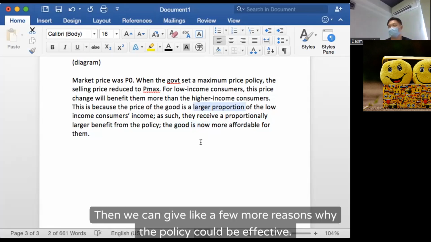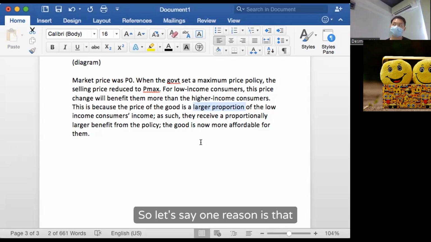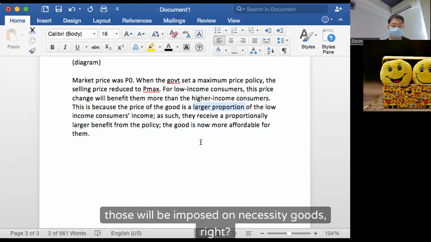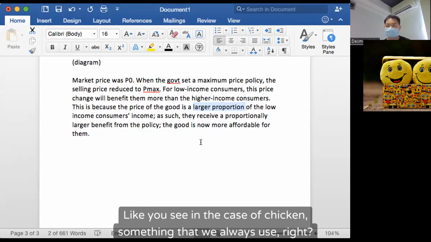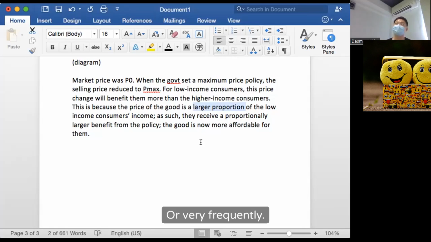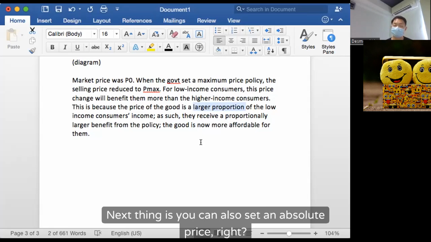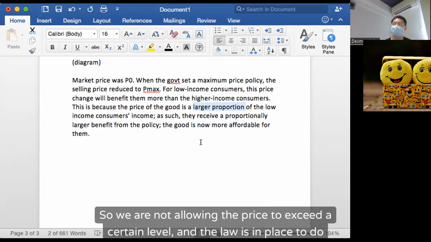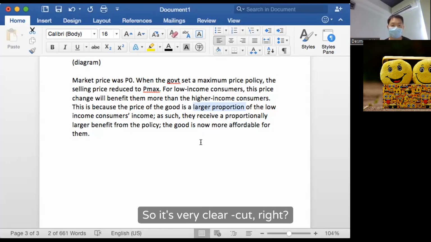Then we can give a few more reasons why the policy could be effective. So we are supporting the policy first. Let's say one reason is that this will be imposed on necessity goods, right? Like you see in the case of chicken, something that we always use. So it helps them because these people use this product daily, or very frequently. Next thing is you can also set an absolute price. So we are not allowing the price to exceed a certain level, and the law is in place to do that. So it's very clear cut, right?